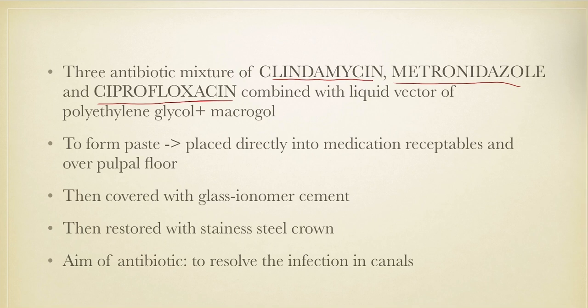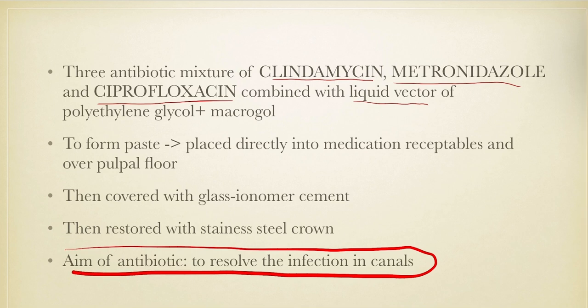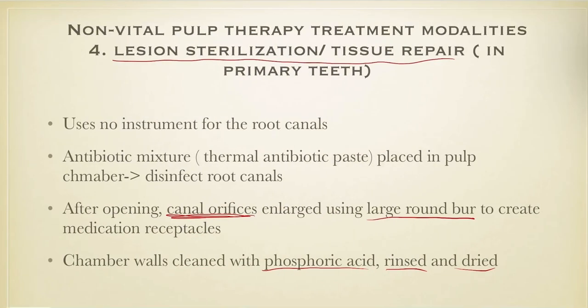They're combined with a liquid vehicle of polyethylene glycol and macrogol to form the paste, and the paste is placed directly into the medication receptacles and over the pulp floor, which is then covered with glass ionomer cement, then restored with a stainless steel crown. And the aim of this antibiotic is just to resolve the infection in the canals, and not using any instrument. This might be an advantage too.